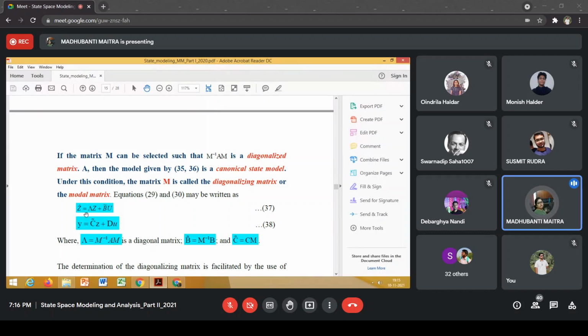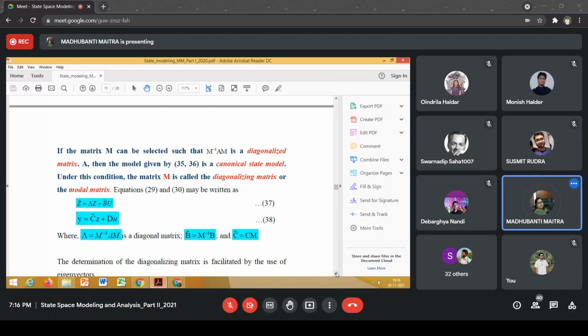represented as Z dot is equal to the diagonal system matrix delta Z plus B tilde U, and Y will be C tilde Z plus DU, where this diagonal system matrix is equal to M inverse AM. Under this transformation, the input matrix B tilde will be M inverse B, and the output matrix C tilde will be CM, right? And the transmission matrix D will remain the same.